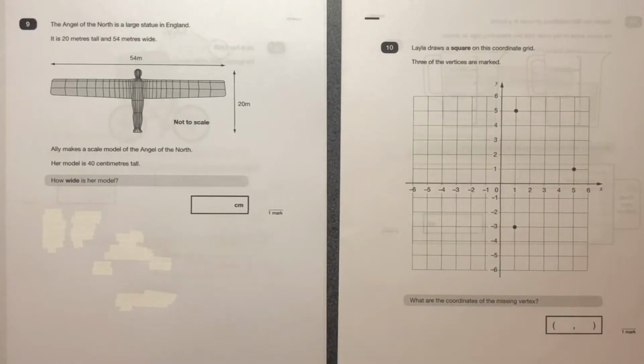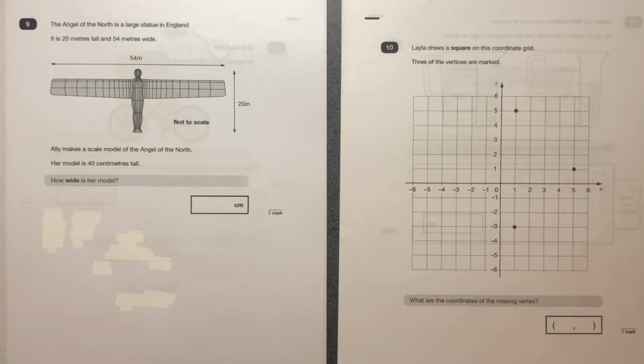Question 9. The Angel of the North is a large statue in England. It is 20 metres tall and 54 metres wide. Ali makes a scale model of the Angel of the North. Her model is 40 centimetres tall. How wide is her model?